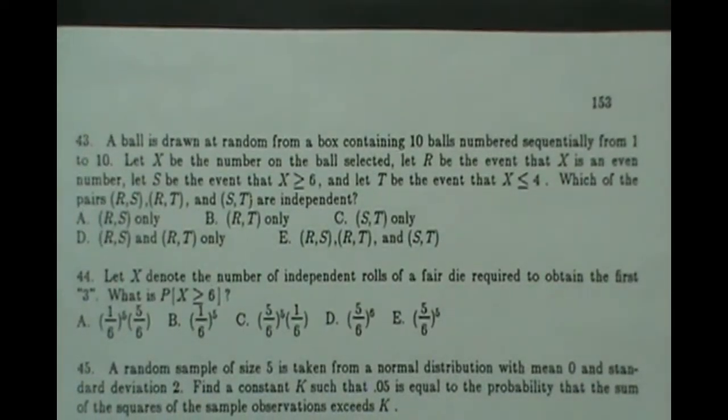Sample exam 7, question number 43. A ball is drawn at random from a box containing 10 balls numbered sequentially from 1 to 10. Let X be the number on the ball selected. Let R be the event that X has an even number.